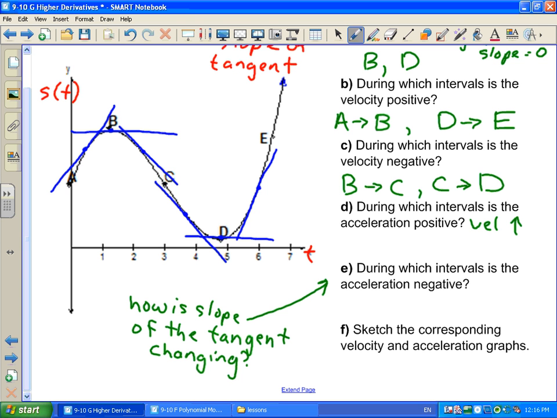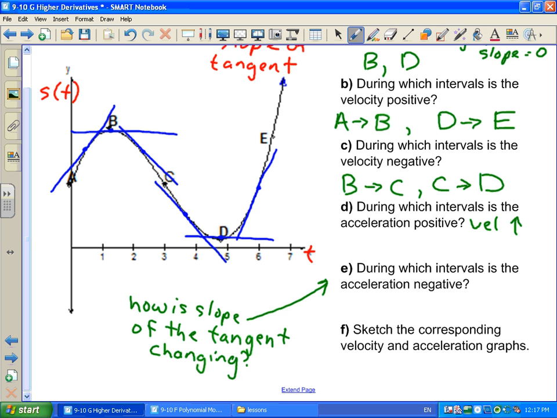So if the velocity is increasing, the slope of the tangent must be getting progressively steeper. So where are our tangents getting steeper? Or, I shouldn't say steeper, the size of the velocity getting larger. What do we think here? I think it's linear. It'll start off in a negative direction. Yeah, that's what the graph will look like. So it's going to start off negative, and it's going to end up positive.